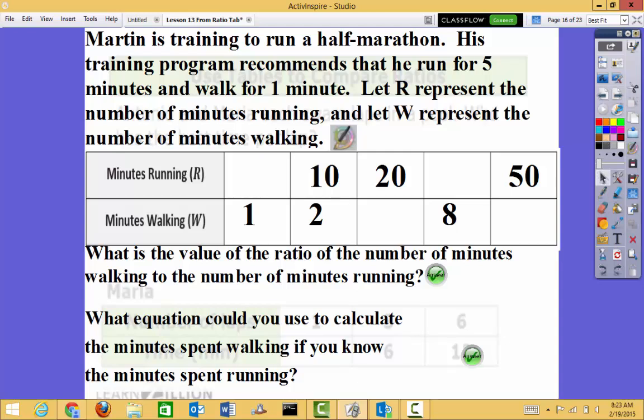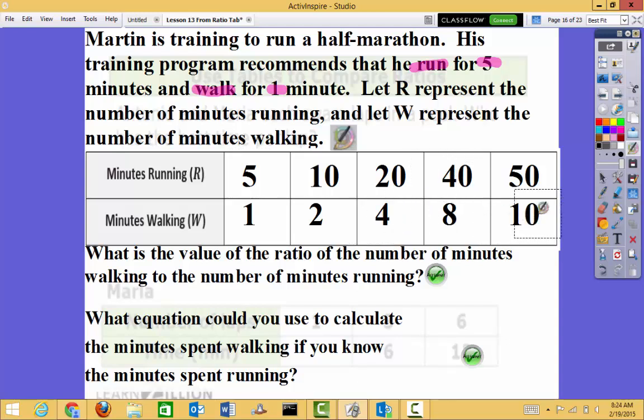exit ticket. Martin is training to run a half marathon. His training program recommends that he runs 5 minutes for every 1 mile he walks. Hey, that sounds like a ratio right there. Minutes run to minutes walked. Let R represent the number of minutes running, W represent the number of minutes walking. So I'm going to look right here, saying 5 minutes for every 1 minute walk. So I can just fill in my ratio table.